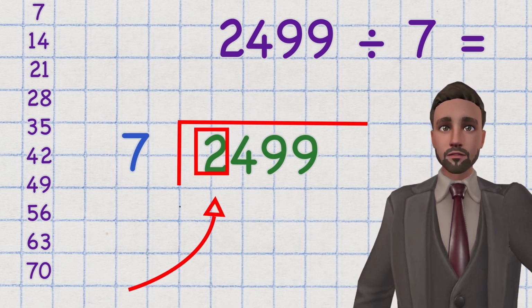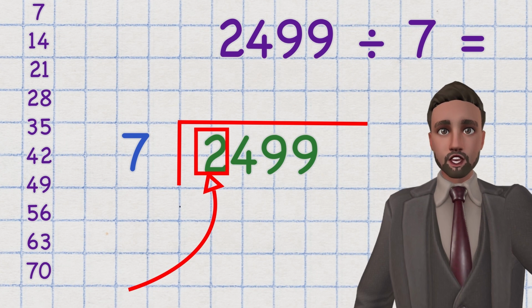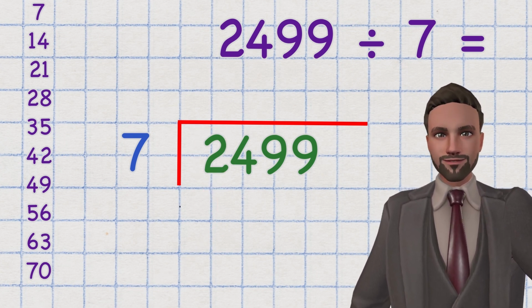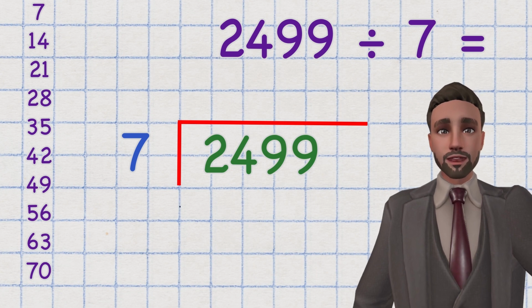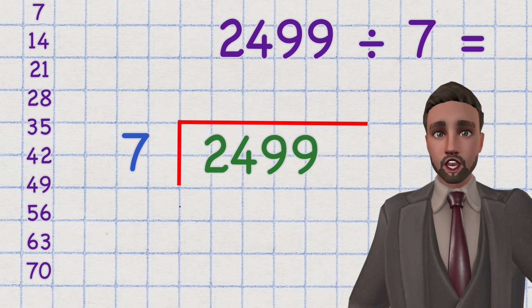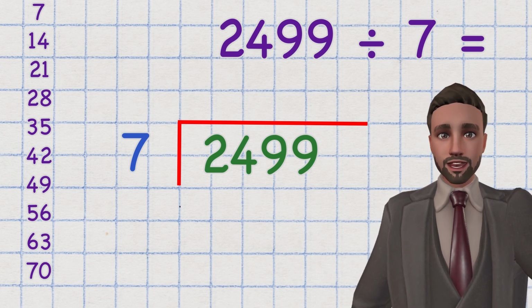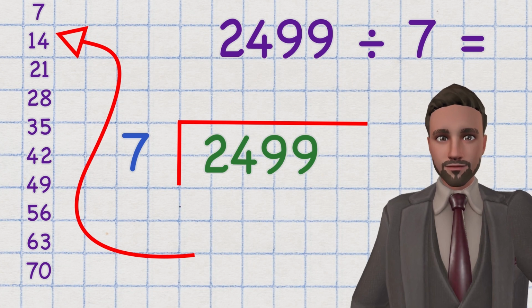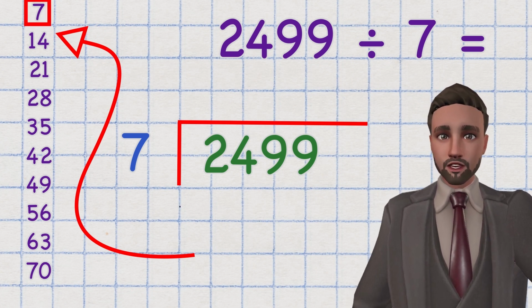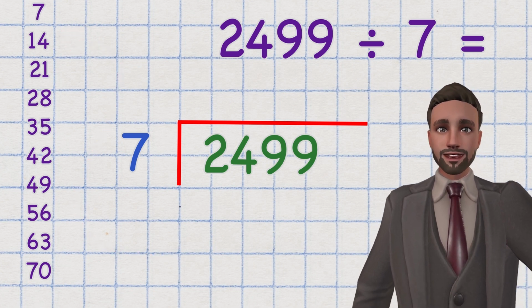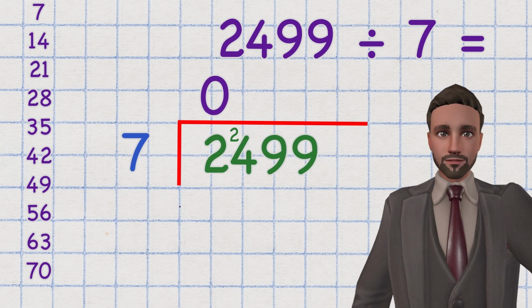Then I look at my first digit, which is 2. Can I make a group of 7 with only 2? No, I can't. Let me check. Can I find a multiple of 7 that is close to 2 without going past it in my multiples? No. 7 is my first multiple of 7 and it is already bigger than 2. So what I do is I place a 0 above my answer line and carry the 2.